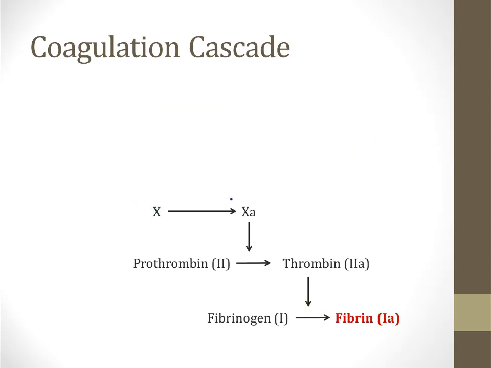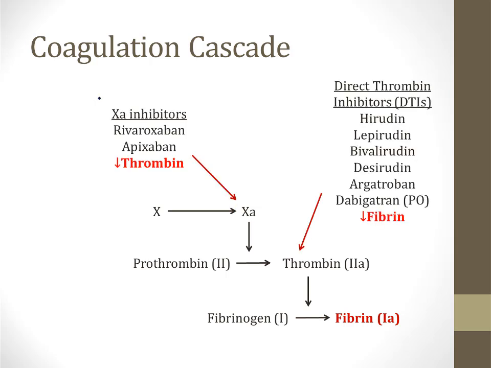So as I've shown on this slide here, once factor 10 becomes activated as 10A, that will necessarily lead to the formation of fibrin, which is the key component of forming a thrombus. And this is the basis for a lot of pharmacology. There are drugs that are factor 10A inhibitors, drugs like rivaroxaban and apixaban. They inhibit the factor 10A enzyme and decrease the formation of thrombin so that blood clots don't form. There are also drugs that are direct thrombin inhibitors like the ones I've listed on the screen here.